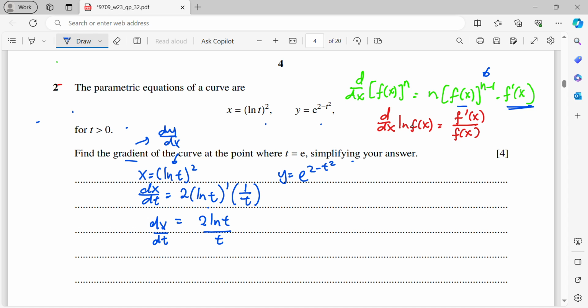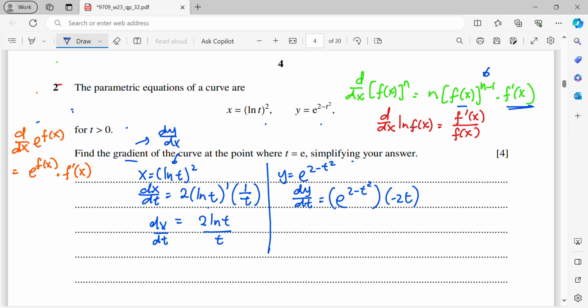Okay, now for the dy over dt, to differentiate the exponential function, what we need to do is we just rewrite the whole exponential function and then differentiate the power of the e, which means it's f prime x. So from here, I rewrite the whole exponential function, and then I differentiate the power of e. So when you differentiate 2 minus t squared, it will be negative 2t. So when I rearrange, you'll be getting negative 2t exponential 2 minus t squared.